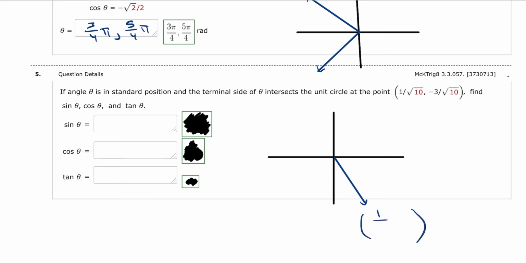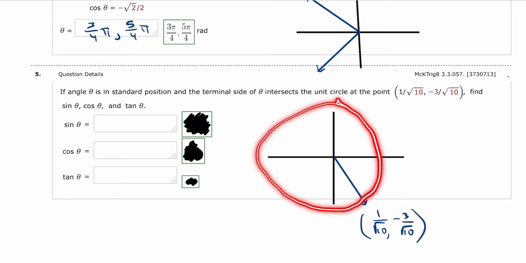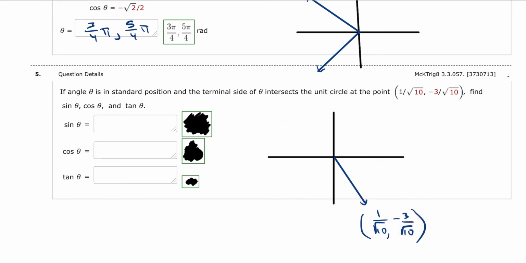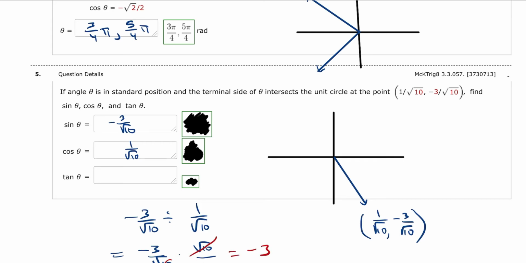All right. So they're telling us that the coordinates are 1 over radical 10, comma, negative 3 over radical 10. And they want us to find sine. Well, because we're dealing with the unit circle, sine is just the y coordinate. So that would be negative 3 over radical 10. The cosine is the x coordinate, positive 1 over radical 10. And then the tangent is y divided by x. So y divided by x is the same as multiplying by the reciprocal. And then we're going to get this to cancel out. And so we're going to end up with negative 3 as our final value.